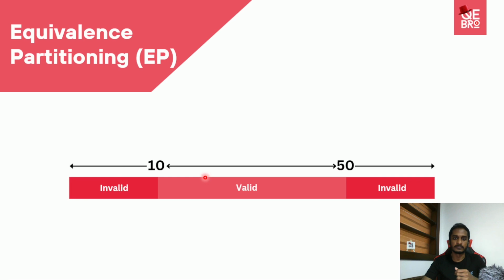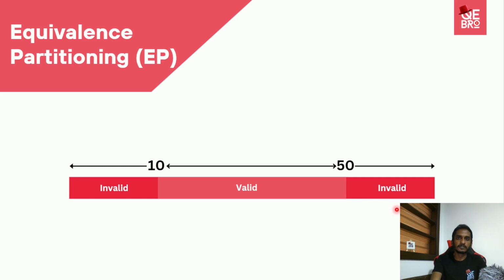Since we have the partitioning, we assume all the values in this partition behave one way, all the values in this partition behave another way, and all the values in this partition behave similarly based on the invalid partition. So that's how equivalence partitioning works. Hope it's clear to you.